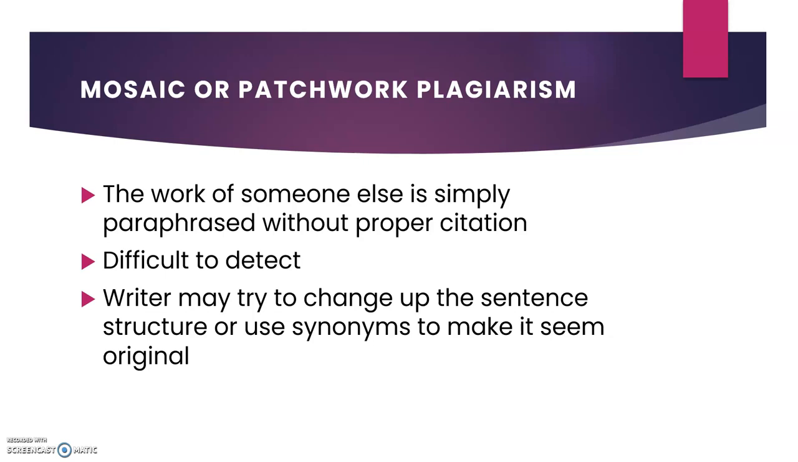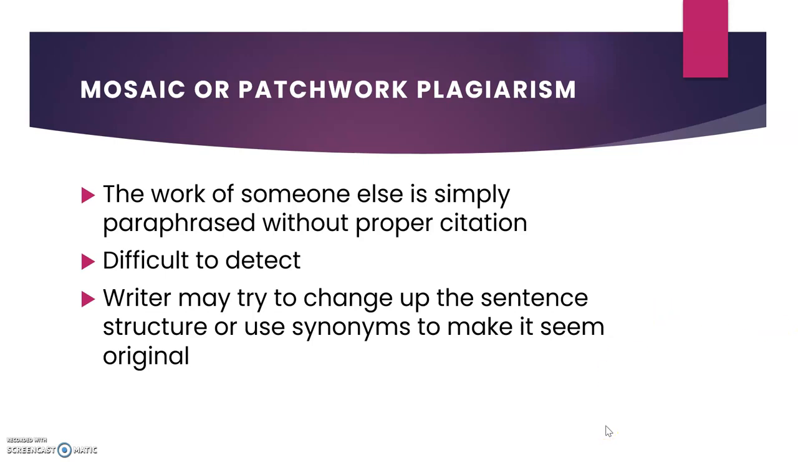Mosaic or patchwork plagiarism. With this type of plagiarism, the work of someone else is simply paraphrased without proper citation. It's often difficult to detect because the plagiarized material is interwoven with many different sources, including the writer's own ideas and perspective. This type of paraphrasing can be done from one or several sources. The writer may try to change up the sentence structure or even use synonyms to make it seem original. However, taking the idea of another piece is still plagiarism, even if the words are switched up a bit and intermingled with original thought.